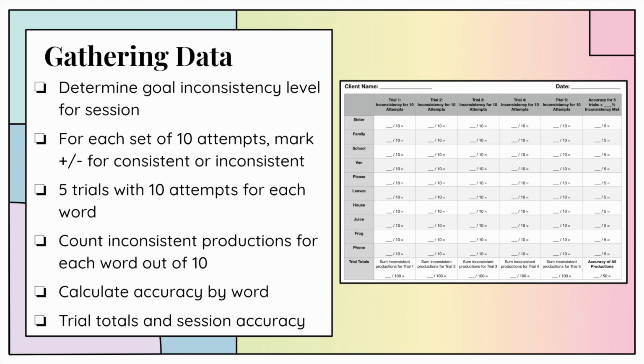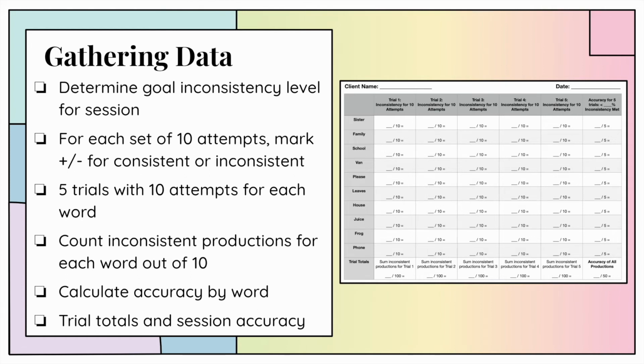For each word, like I said, you're going to mark a plus or a minus to indicate the child's consistent or inconsistent productions of the word in each trial. By the end of the session, the client should have attempted 5 trials with 10 productions each for all 10 of the words. For each trial, you would count the number of inconsistent productions of the word and note that number out of 10 in the associated box, and then write the percent inconsistency for that trial. This will be easier to see. I have an example on the next slide that we will go over.